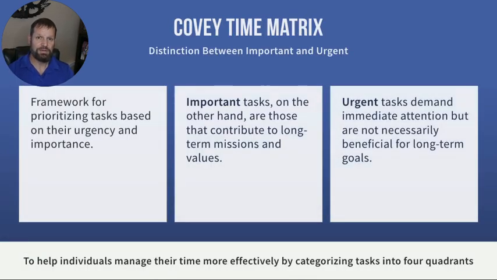Like I said, it comes from Stephen Covey's book, The 7 Habits of Highly Effective People. It's really a framework, a matrix for prioritizing your tasks based on importance and urgency. And the distinction between the important tasks, those are the things that are aligned with your goals and are really going to contribute to long-term missions and values. Urgent tasks are things that are timeline driven, that they need your attention immediately, but they might not necessarily be aligned with your long-term goals. Let's dig into that. That's the key, is the distinction between important and urgent.